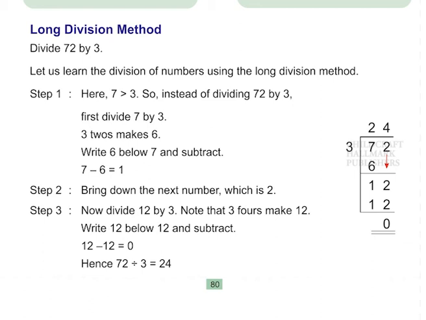Step 2. Bring down the next number, which is 2. Step 3. Now divide 12 by 3. Note that 3 fours make 12. Write 12 below 12 and subtract. 12 minus 12 is equal to 0. Hence, 72 divided by 3 is equal to 24.